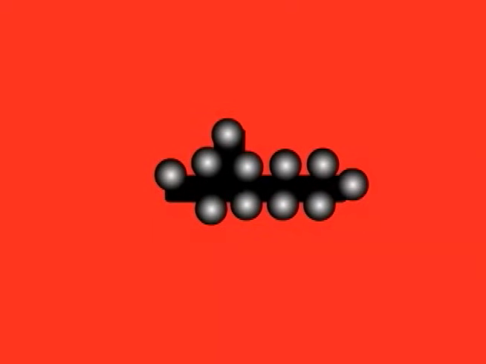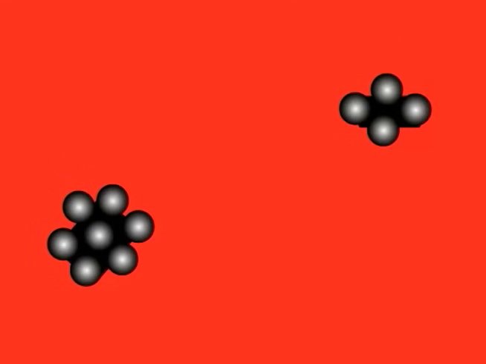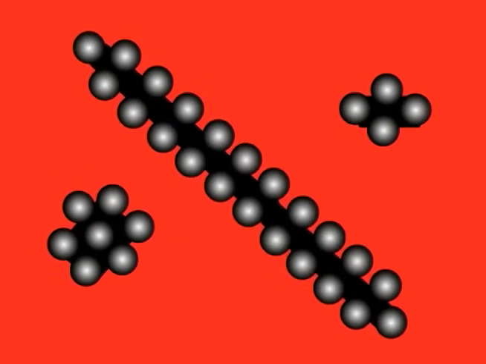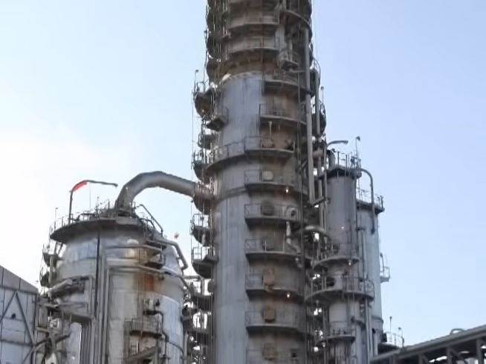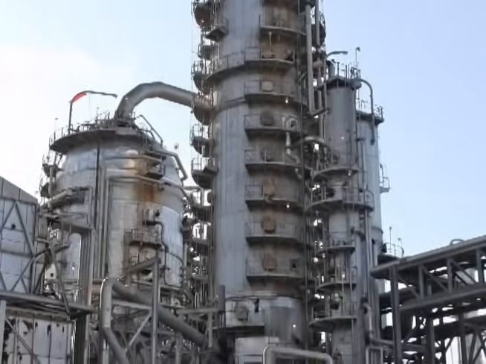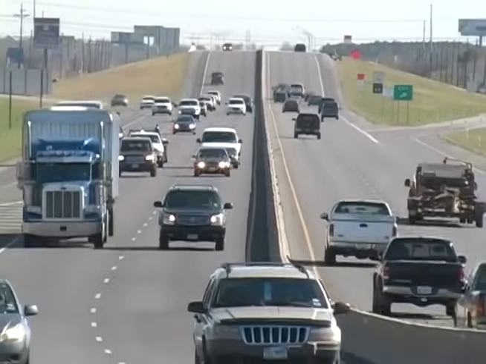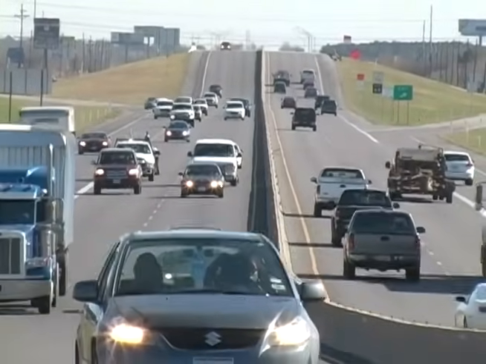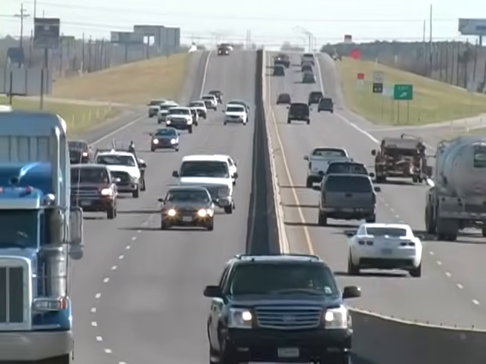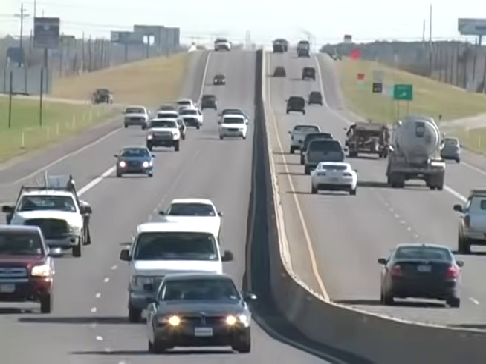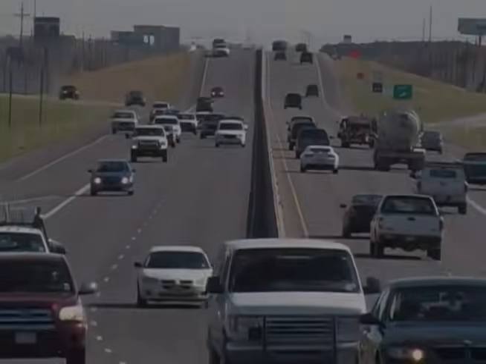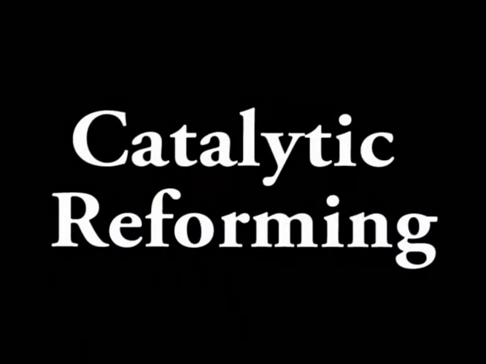Besides gasoline, cracking produces petroleum gases and diesel fuel. All these products are passed to a distillation column where they are separated. But cracking doesn't provide enough high-octane gasoline to meet the demand. So low-octane straight-run gasoline is converted to high-octane gasoline by catalytic reforming.